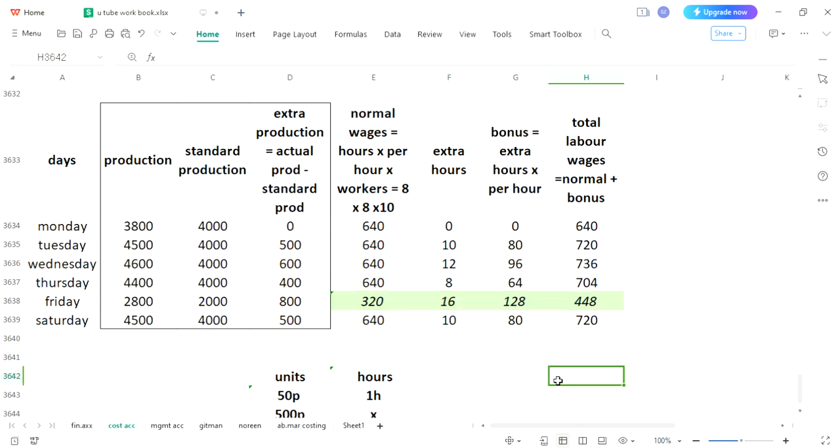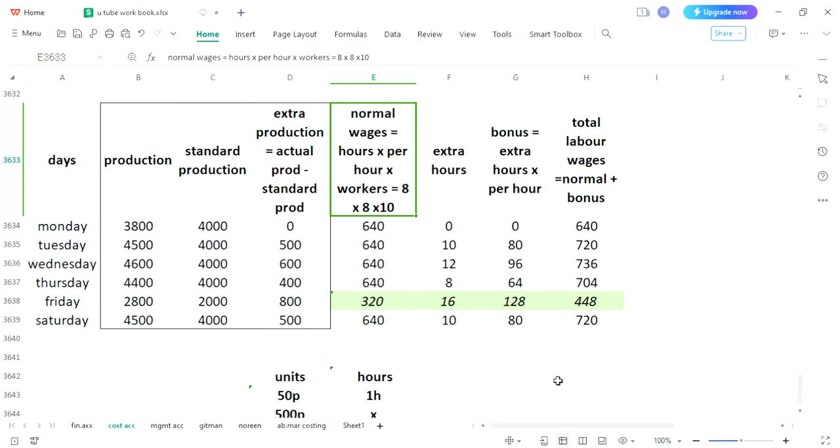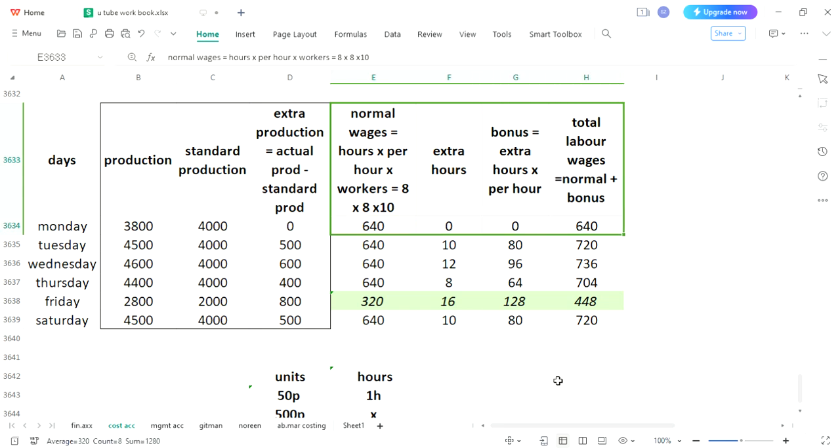We have cut the overtime wages into half. Here you can see the heading: normal wages and overtime wages. This is our second part completed. Now we will go back to the question over here.